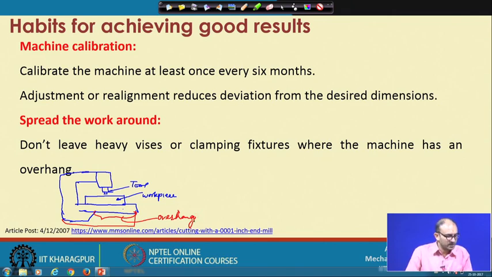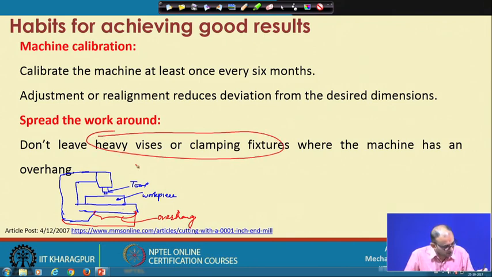Now, what is the problem with that? When you use a heavy vise or clamping fixture, those things are like this. Now, consider that this is the workpiece and you are using some clamping mechanism here. Consider this is the workpiece, and this is, let us consider, a vise or the clamping fixture.